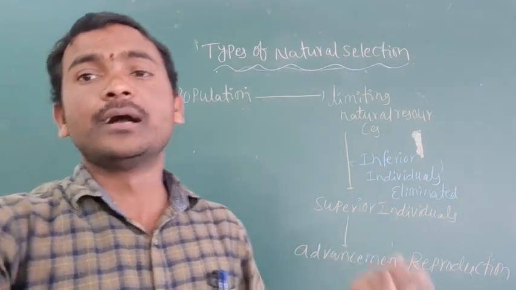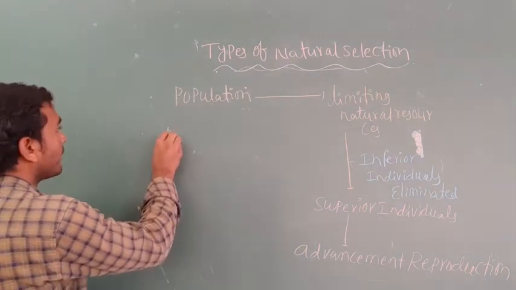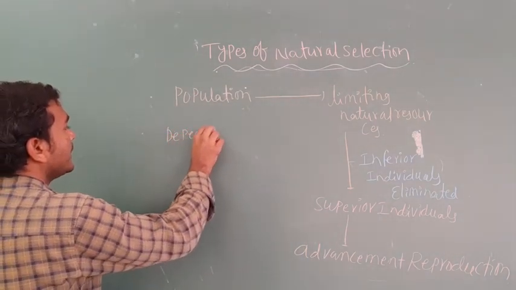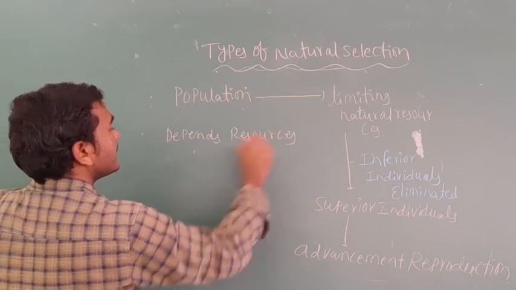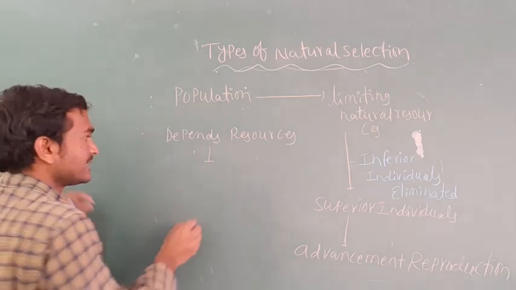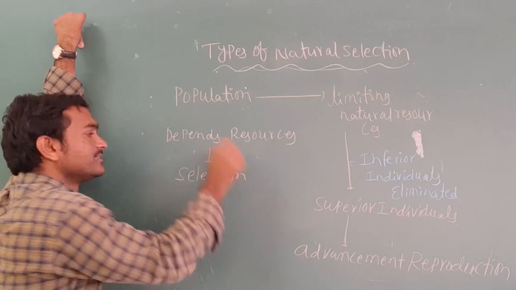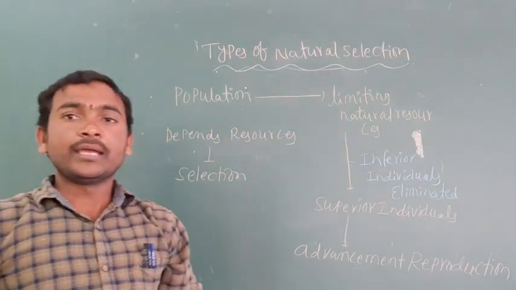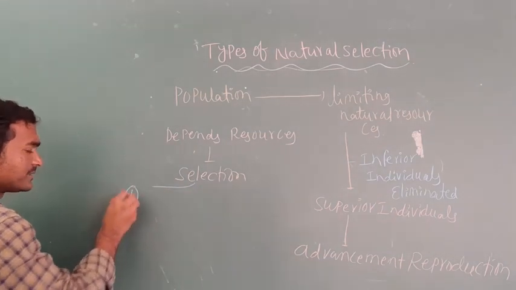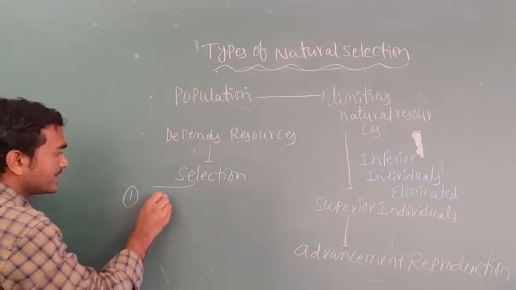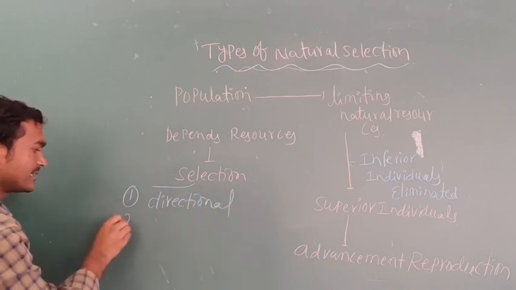So it depends on resources. Natural selection is of various kinds. In natural selection, there are three types. The first one is directional natural selection.